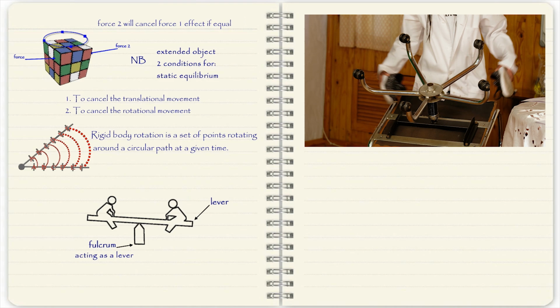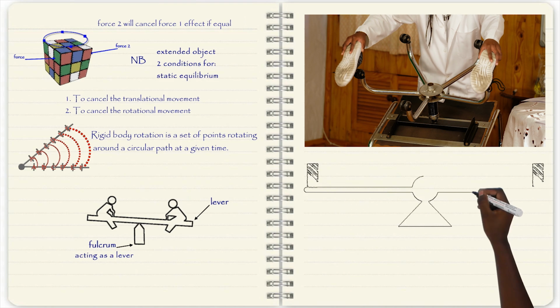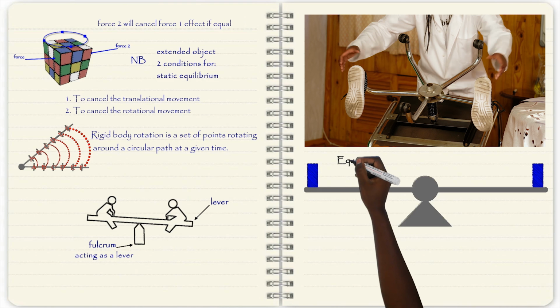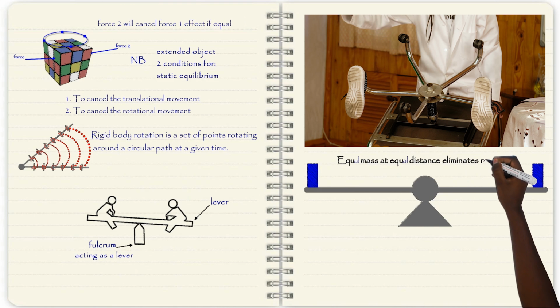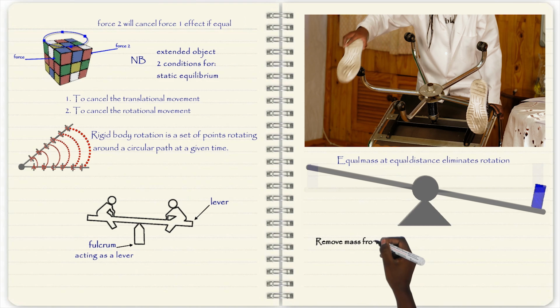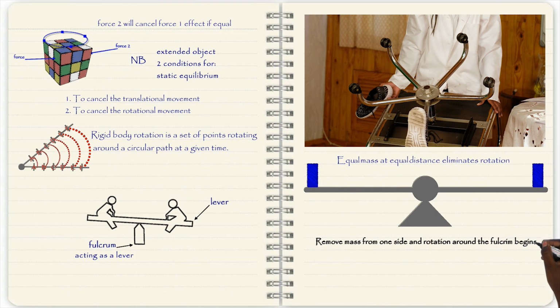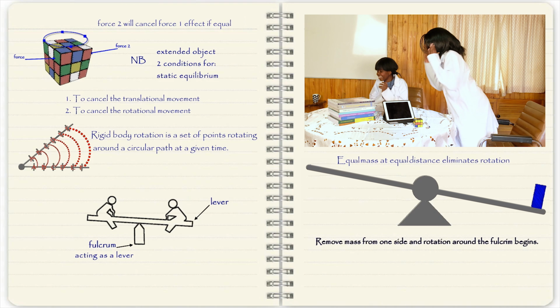If I add two shoes of equal mass on two points, we will see that no rotation occurs. But if I take off one mass, we will see there's a greater mass on that side and it begins to rotate. Yay! Wow!